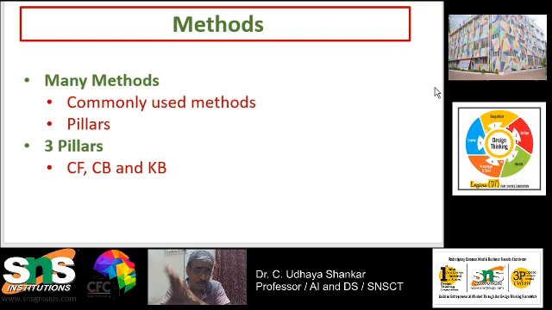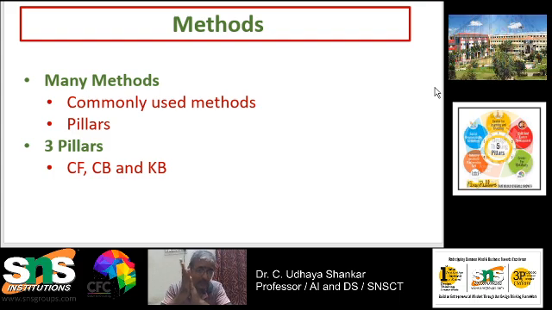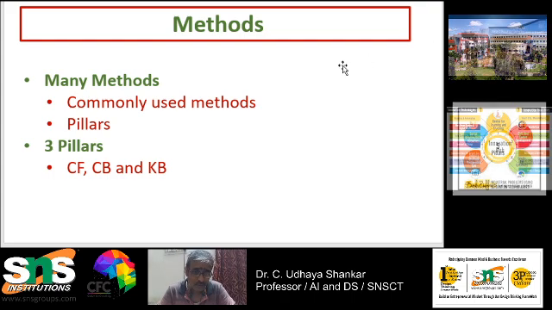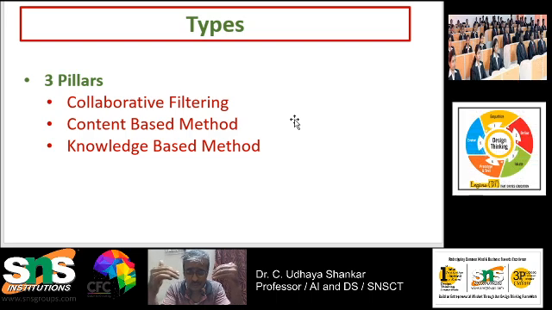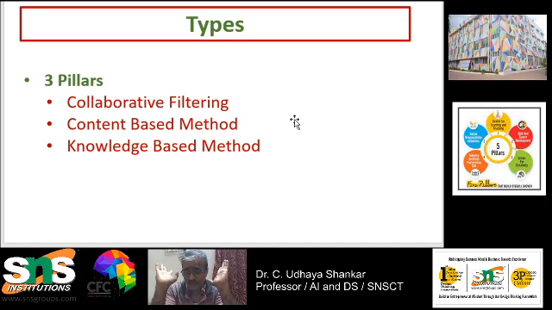So I have written in a small way that is CF, CB and KB. What is meant by CF, CB and KB? CF means collaborative filtering, CB means content based filtering, and KB means knowledge based filtering. Okay, so this is all about the different types of methods. In order to have some clarity, I put in a separate slide. The 3 pillars are nothing but collaborative filtering, which is called CF, content based method, which is called CB, and next is knowledge based method, which is called KB.